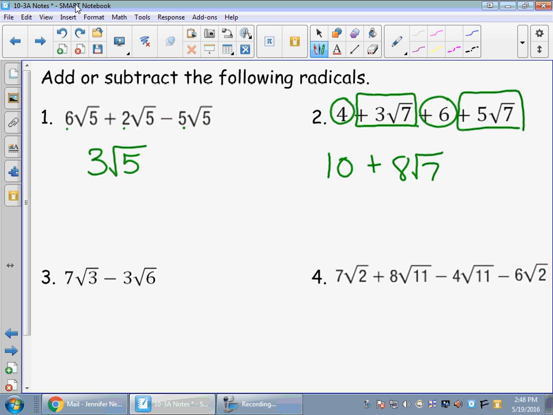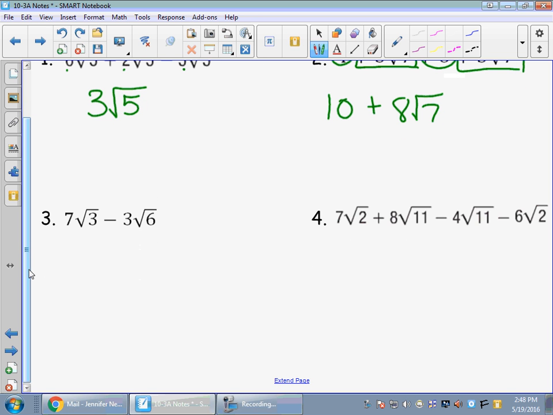All right, so for number 3, when I look at that, I see 7 root 3 and I see 3 root 6. They are not alike. I look at this 3. I can't take a perfect out, so it's already simplified. I can't take anything out of 6, so this is in simplest form. I can't do anything with it, so I'll just put ISF. It's in simplest form. There, I cannot put them together.